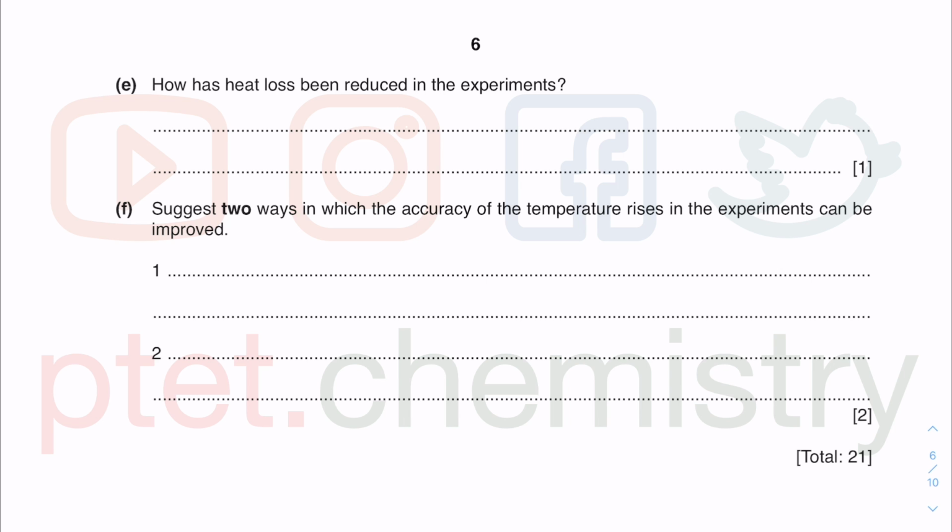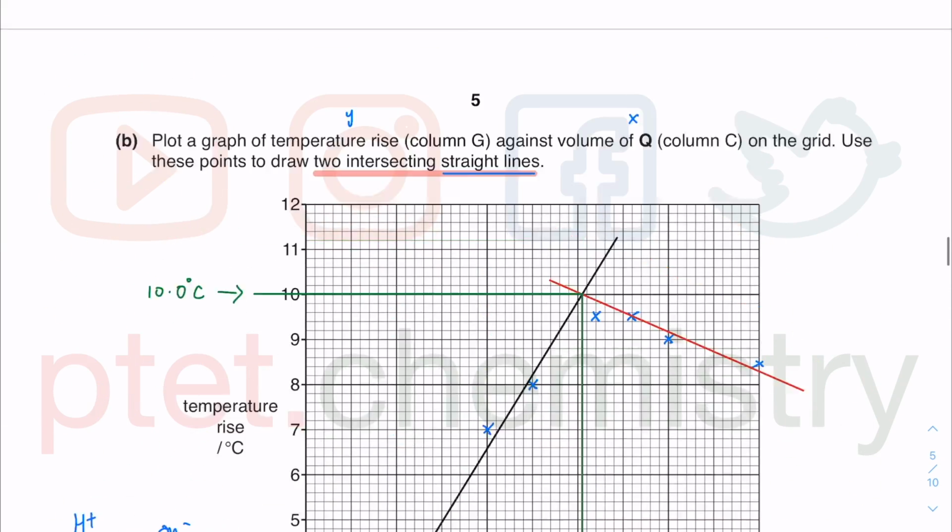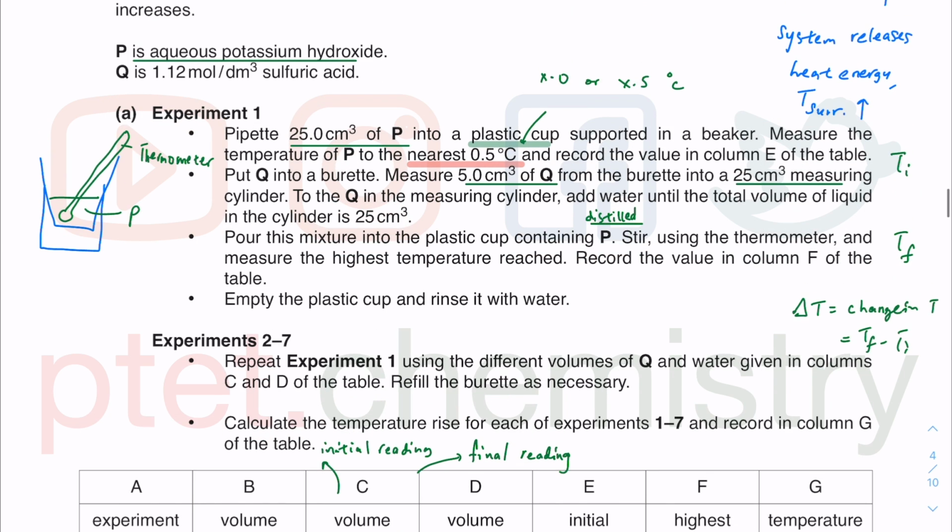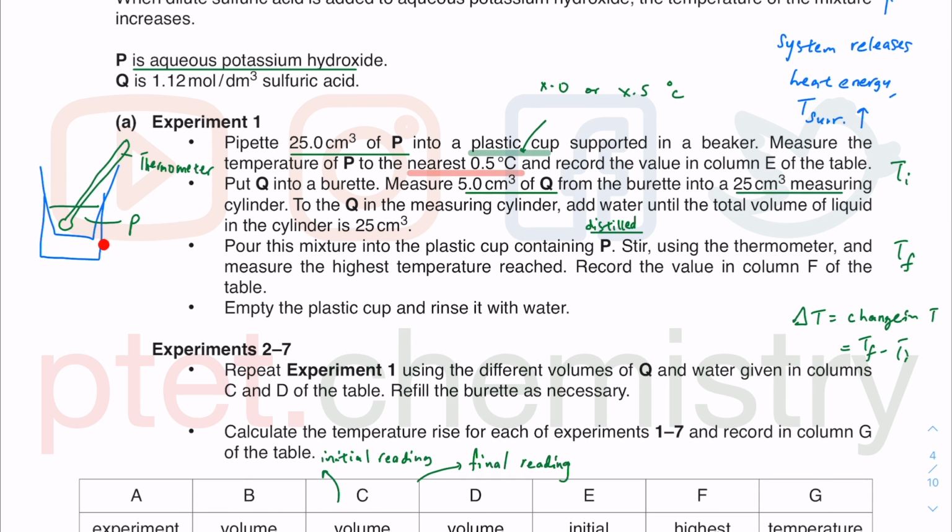So in this part E, how has heat loss been reduced in this experiment? This is talking about something that you have already done. So what have you done that has reduced heat loss? Earlier in the experiment, if you think about your procedure, we have supported this plastic cup. Actually, it's a styrofoam cup supported on a beaker. Styrofoam is an insulator. So if you have used a plastic cup, which is an insulator, that would have provided you the first barrier against heat loss there.